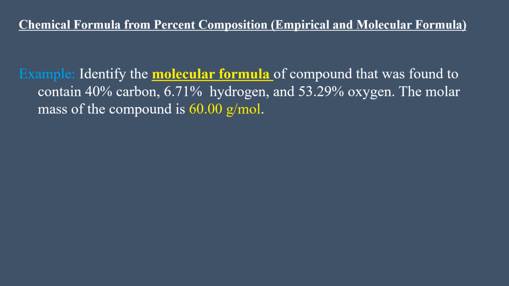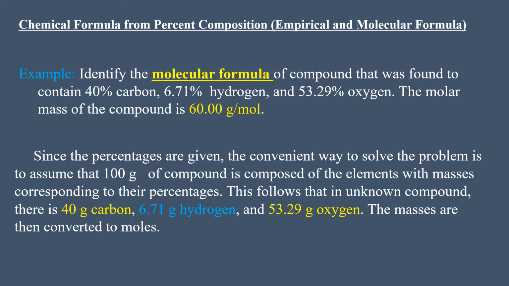Identify the molecular formula of the compound that was found to contain 40% carbon, 6.71% hydrogen, and 53.29% oxygen. The molar mass of the compound is 60.00 gram per mole.